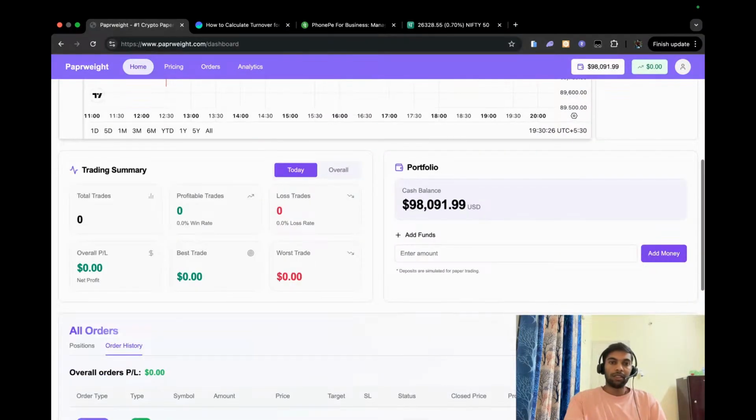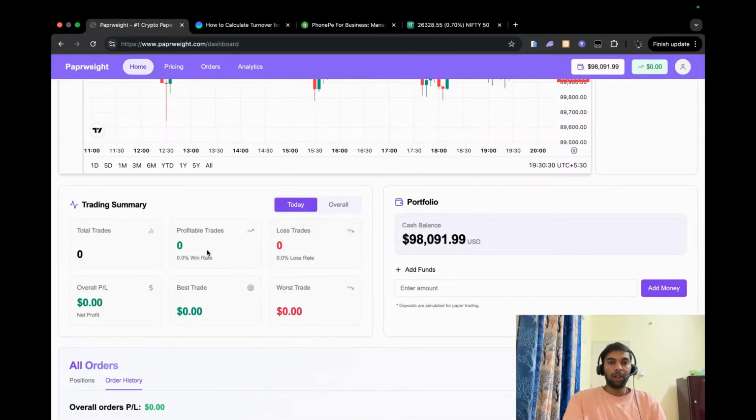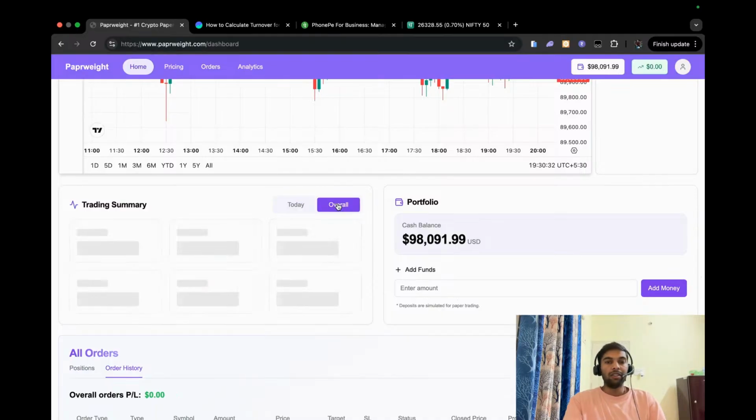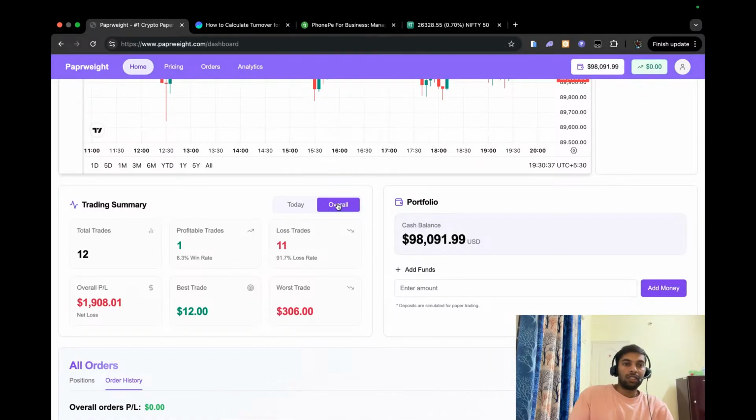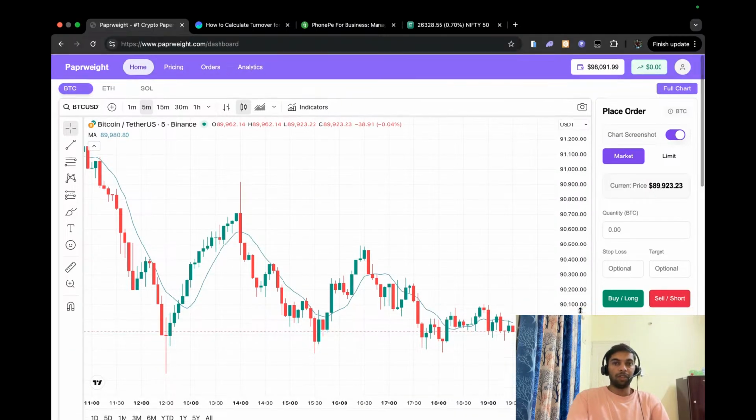And that's it. This is a brief trading summary for today. If you want to see what you are trading overall, you can see that I have 12 trades. Out of them, one is profitable and 11 are losses. This is the total amount of loss that I suffered, and just a tiny bit of profit. And this is the worst trade's loss.